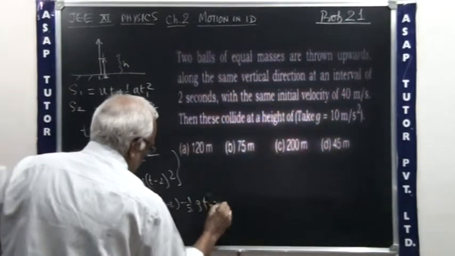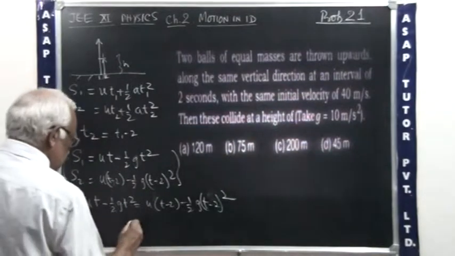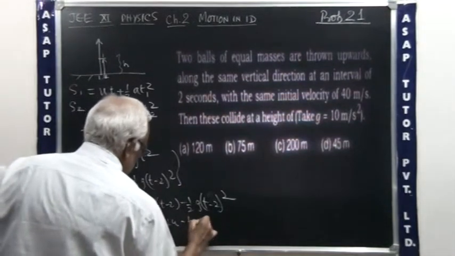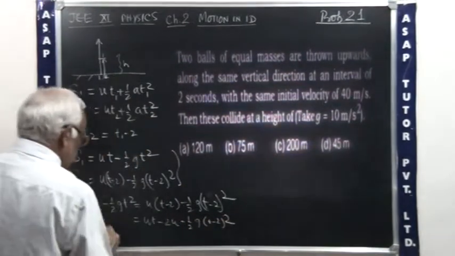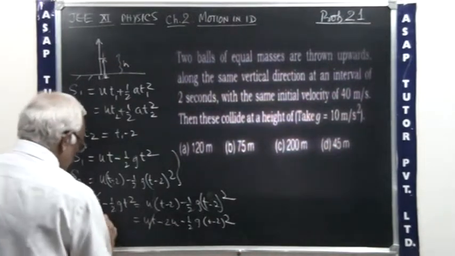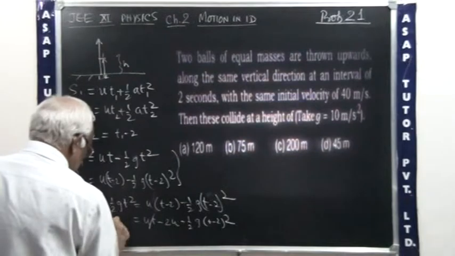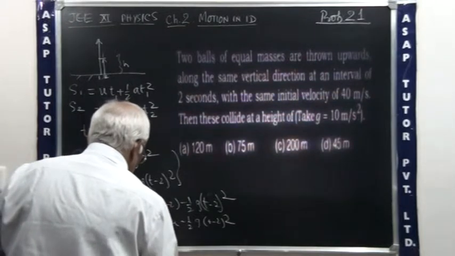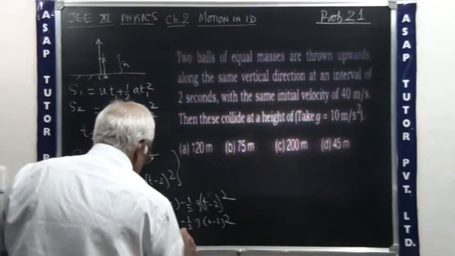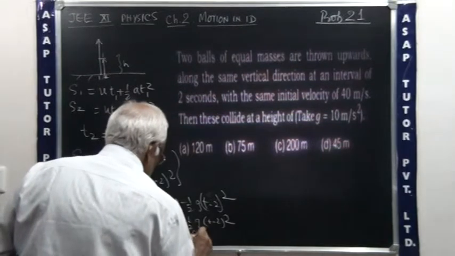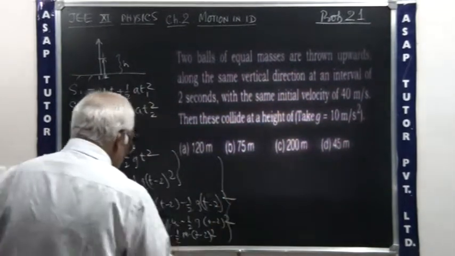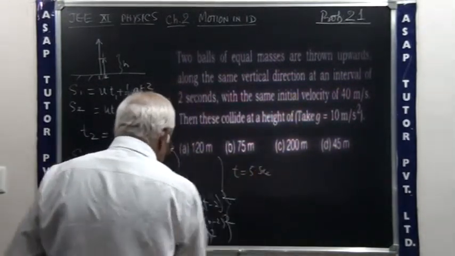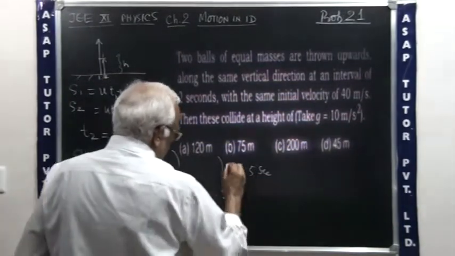Notice that this is going to be t minus 2 whole square. Now you will see that if I expand it, I'll get ut minus 2u minus half g (t minus 2) whole square. So now ut will cancel with this, giving me half g t square here. So this is minus half into 10 into t square, and this is going to be minus 2 into 40, that is minus half of 10 into (t minus 2) whole square. Now this solution will give you that t will be equal to 5 seconds. If you solve this, you will get t equal to 5 seconds.